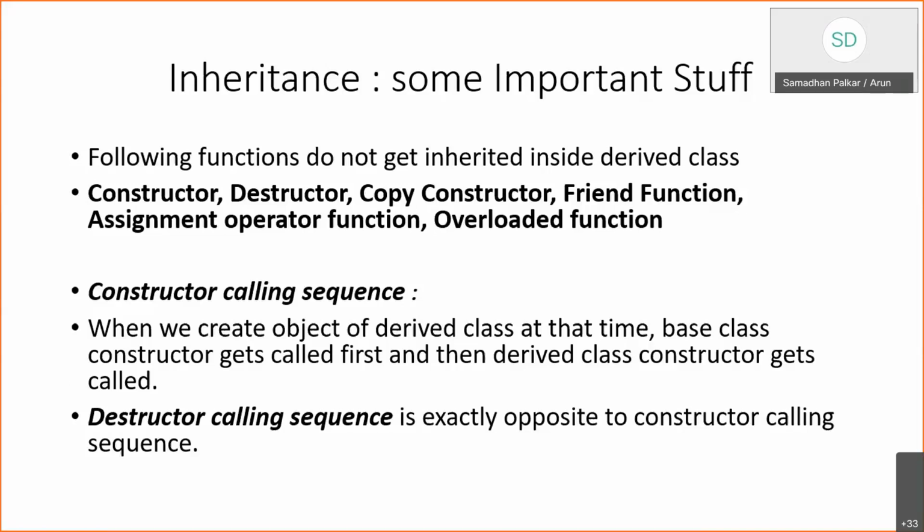When you are creating an object for a derived class, it will first call the constructor of the base class, and then the constructor of the derived class. It is implicitly called when your base class has only a default constructor. Otherwise, you need to call your parameterized constructor of the base class. We'll see all those things in the programming demo, right?